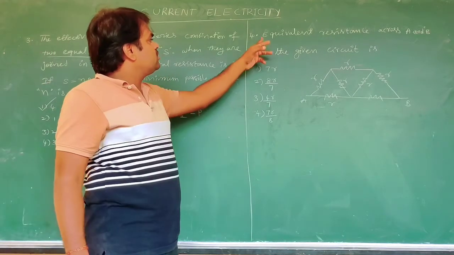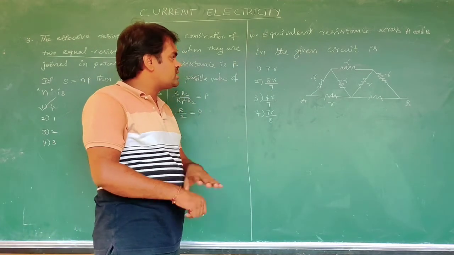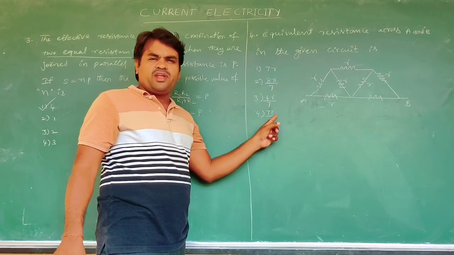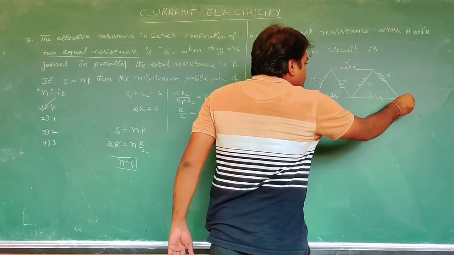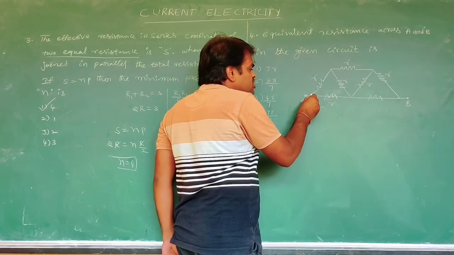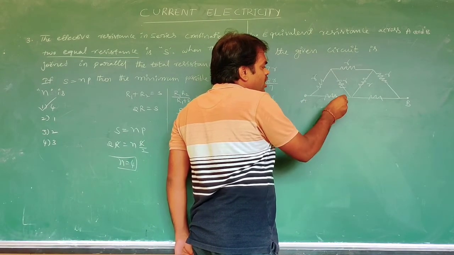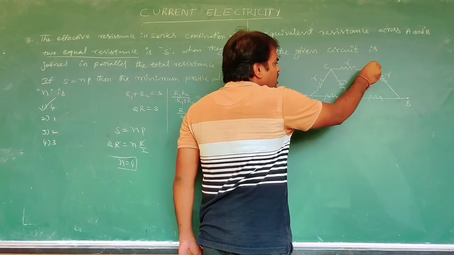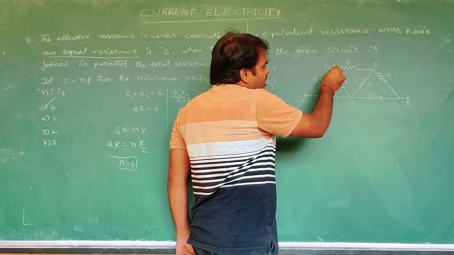Now fourth one. Equivalent resistance across A and B in the given circuit is: options 7R, 8R by 7, 4R by 7, 7R by 8. Now here we can see they are asking in between A and B. Here we are connecting the battery in between A and B. Here at this point the current will be divided. Again at this point C, D, we consider it as E, it is the B. Now at C point the current is again divided.